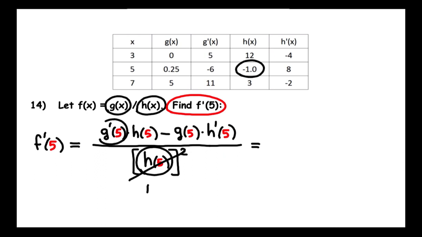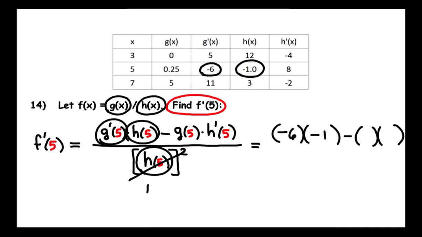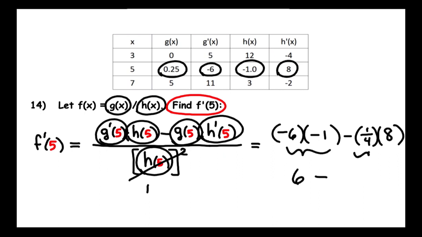All right, let's see. G prime of 5. G prime of 5. That's negative 6. H of 5 is still negative 1. G of 5 is going to be 1/4. And H prime of 5 is this 8 right here. So we're going to end up with a 6 minus 2. And I can tell you that that is 4. And that is correct. Again, these lend themselves really well to either multiple choice or free response. You can test this in either style problem.